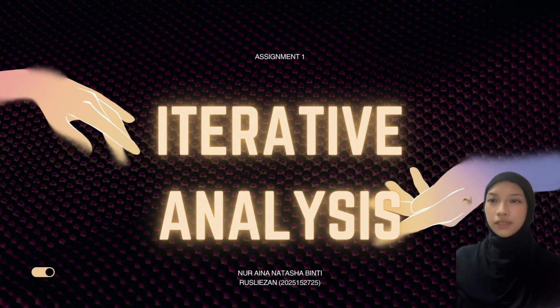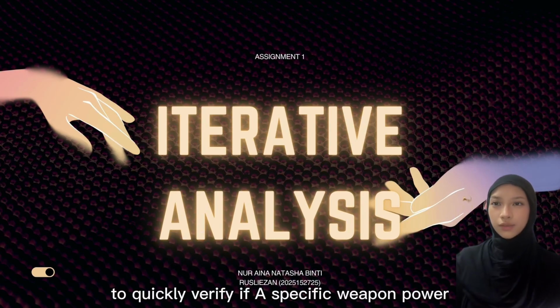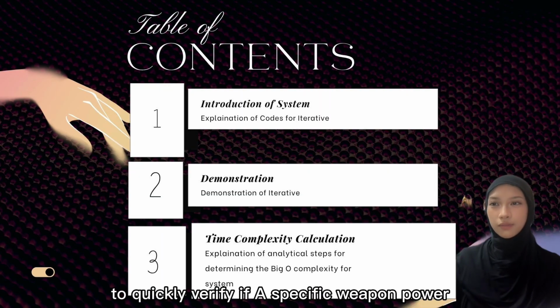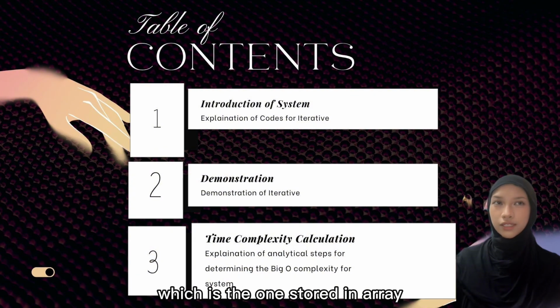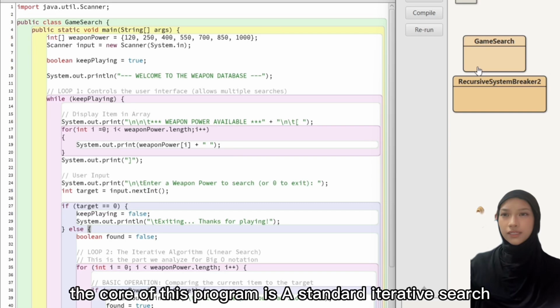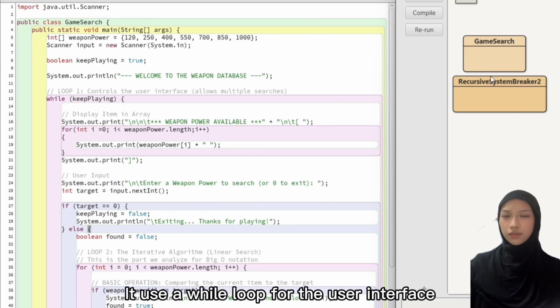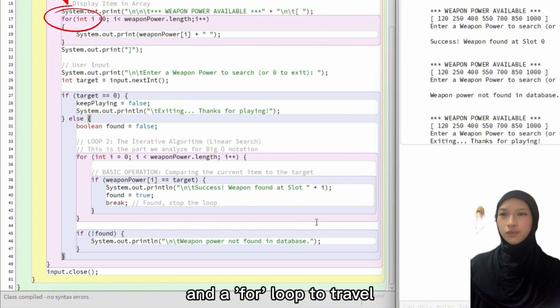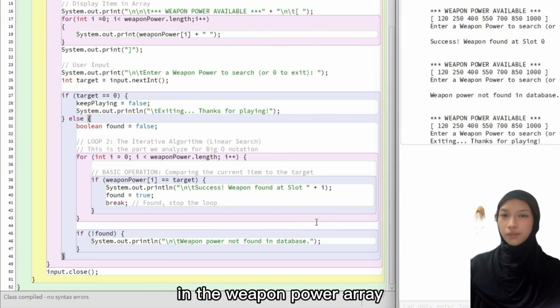Today I will be presenting my iterative algorithm analysis for CSC645. I have implemented a linear search algorithm within a weapon database application. This program allows users to quickly verify if a specific weapon power exists in the system, which is stored in an array. The core of this program is a standard iterative search. It uses a while loop for the user interface and a for loop to traverse the weapon power array.